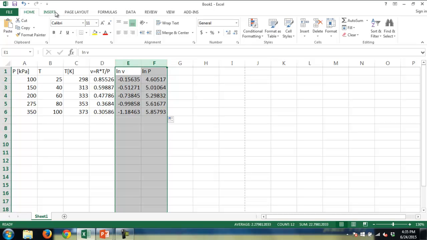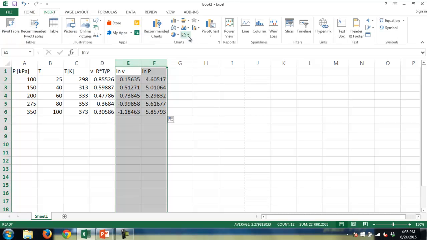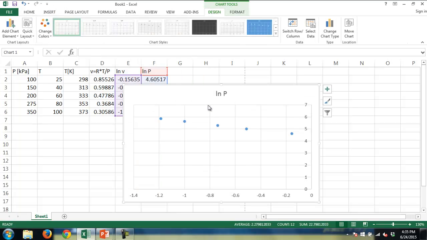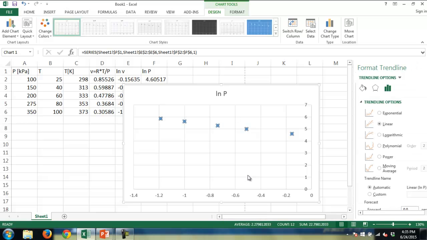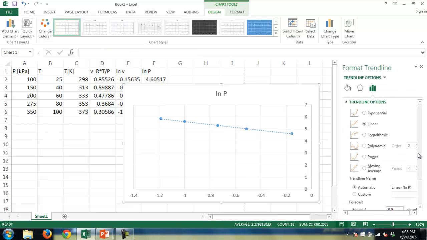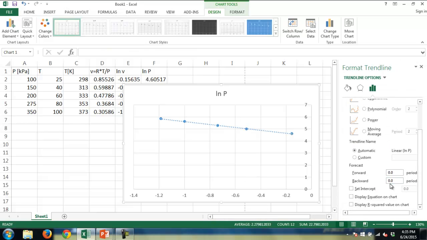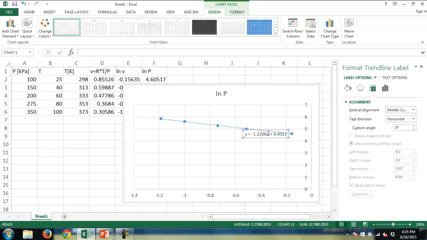So let's go ahead and insert a chart in here. We'll do a scatter plot, and there's our data, and what we realize is it looks pretty linear, and so what we want to do now is do a curve fit. So let's have Excel add a trend line for us, and as you see it looks very, very linear. It's good, and let's look at what the equation is, and there we go.